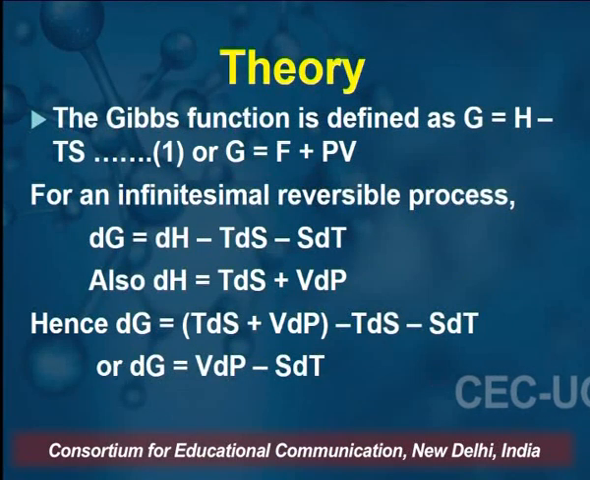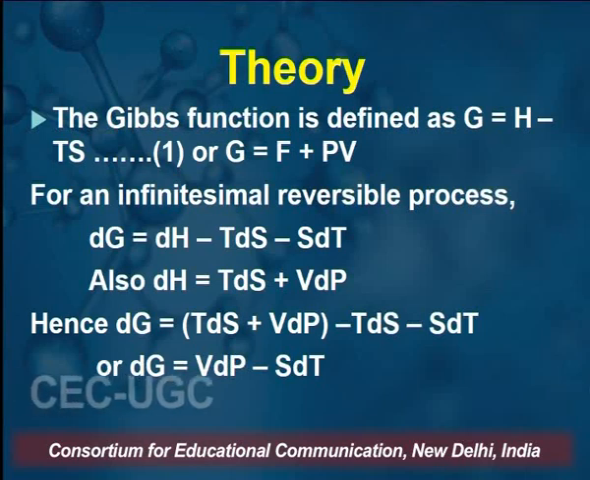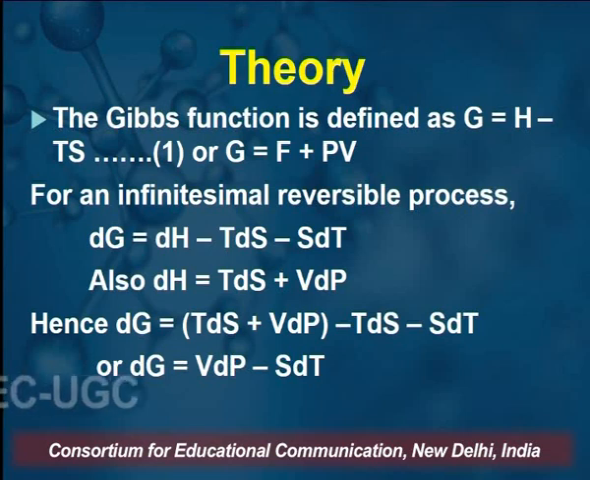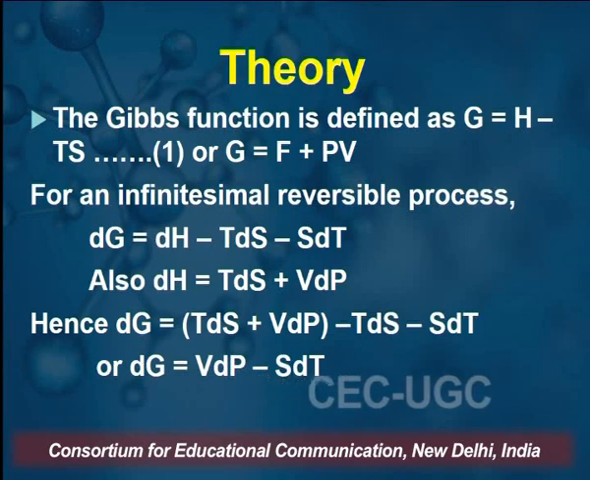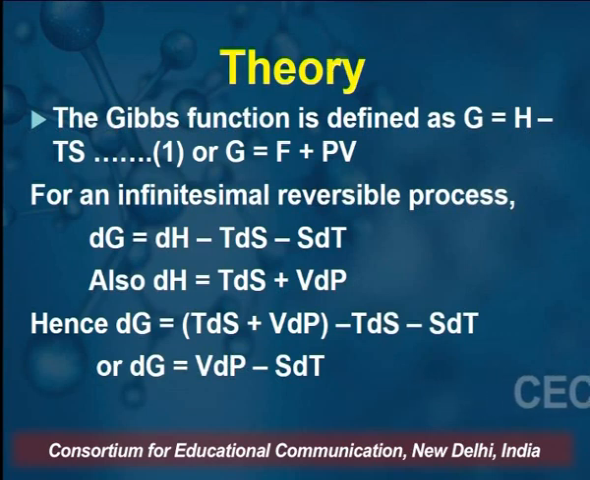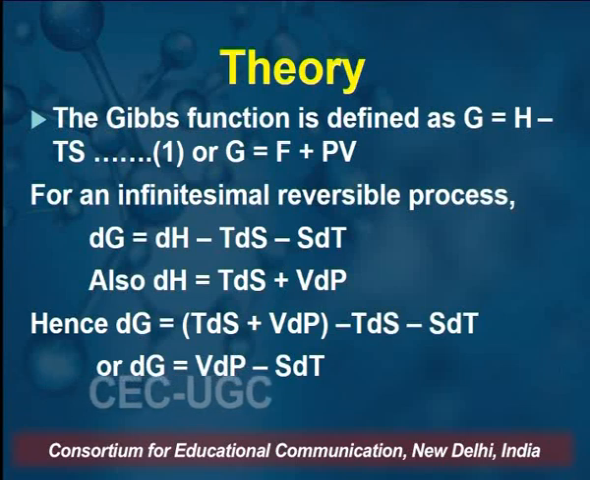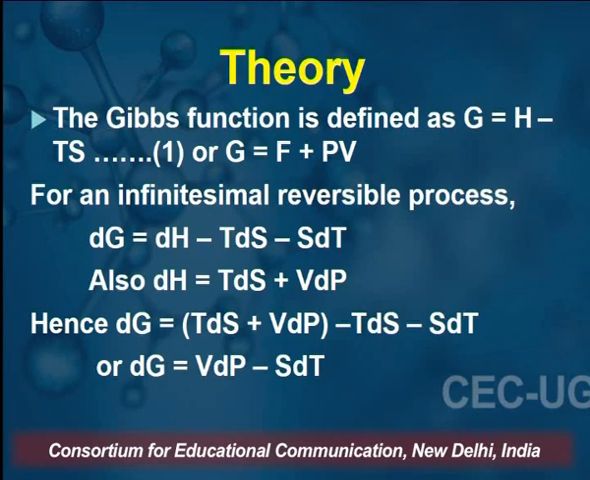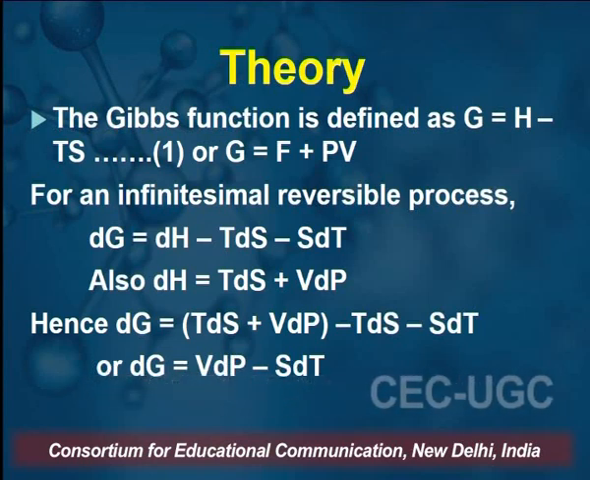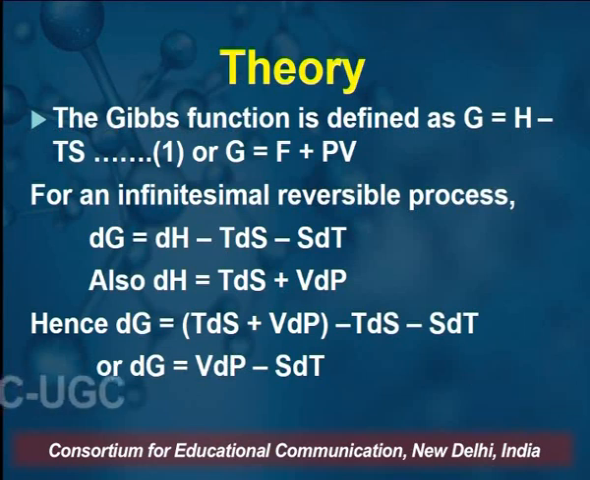Now we know that the Gibbs function is defined as G = H - TS, or G can be written as F + PV. H is the enthalpy, F is the Helmholtz free energy. For an infinitesimal reversible process, the above equations can be written as dG = dH - TdS - SdT, or dH = TdS + VdP. Hence, dG can be written as TdS + VdP - TdS - SdT. TdS gets cancelled on the right hand side, so we are left with dG = VdP - SdT.